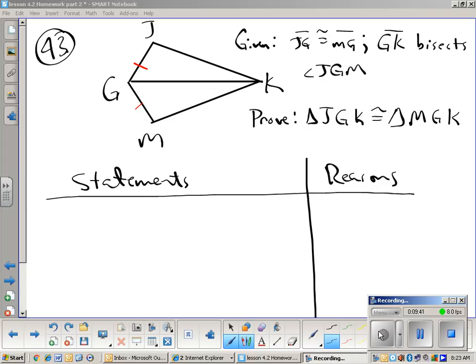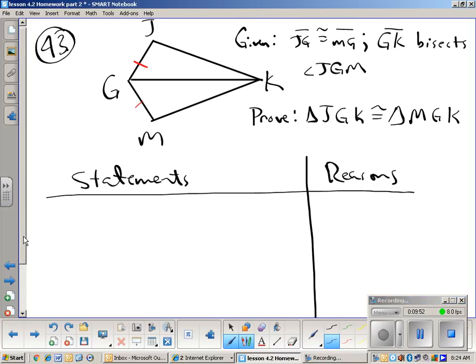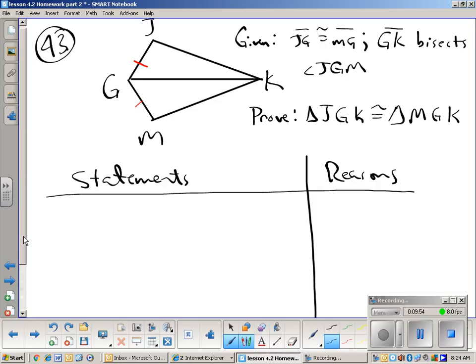Okay, I know we're not all done, but again, we're just getting started in this whole process, and I don't want to spend 15 minutes of dead air time not accomplishing as much as we could. So let's go through it together. Segment JG congruent to segment MG, and segment GK bisects angle JGM, and that was all given.